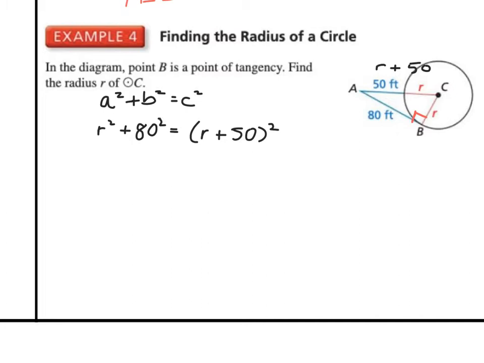Now, please don't tell me that this is R squared plus 2500. Please don't kill any puppies. That is not what it is. You cannot distribute that. It's not R squared plus 50 squared. You can't distribute that squared. What this really is, so I'm just going to rewrite the left side, we'll deal with that in a second, is 2 of these binomials. If you think back to Algebra 1, I hope you haven't forgotten everything. It's R plus 50 twice. It's 2 of those quantities multiplied together.